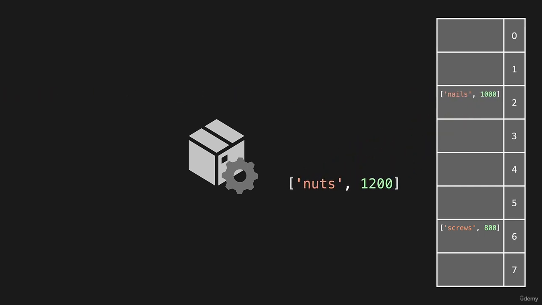So let's bring this back. We'll talk about how we're going to do this in an upcoming video, but we will be able to store both of these at this address. And let's just add one more here, bolts with a quantity of 1,400. We get an address, and we store that there.